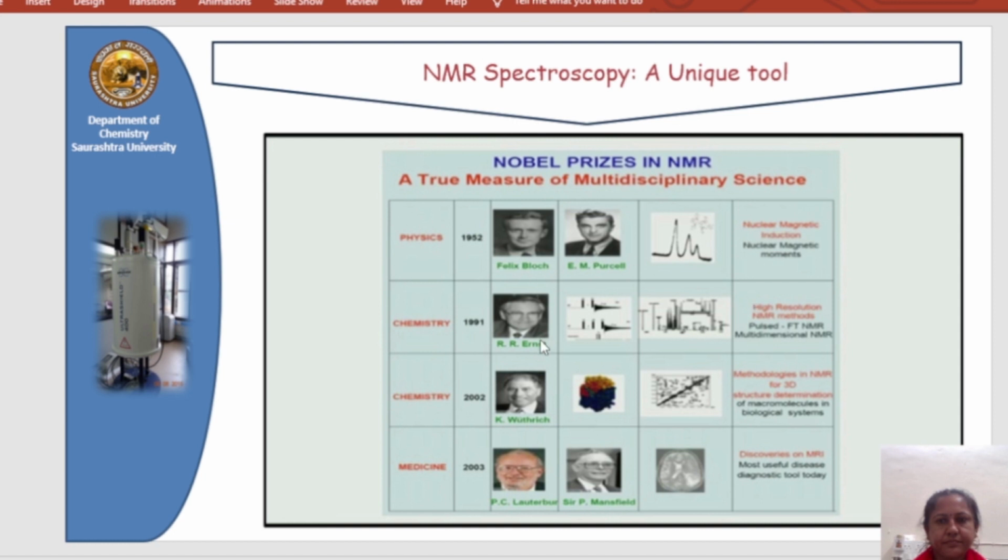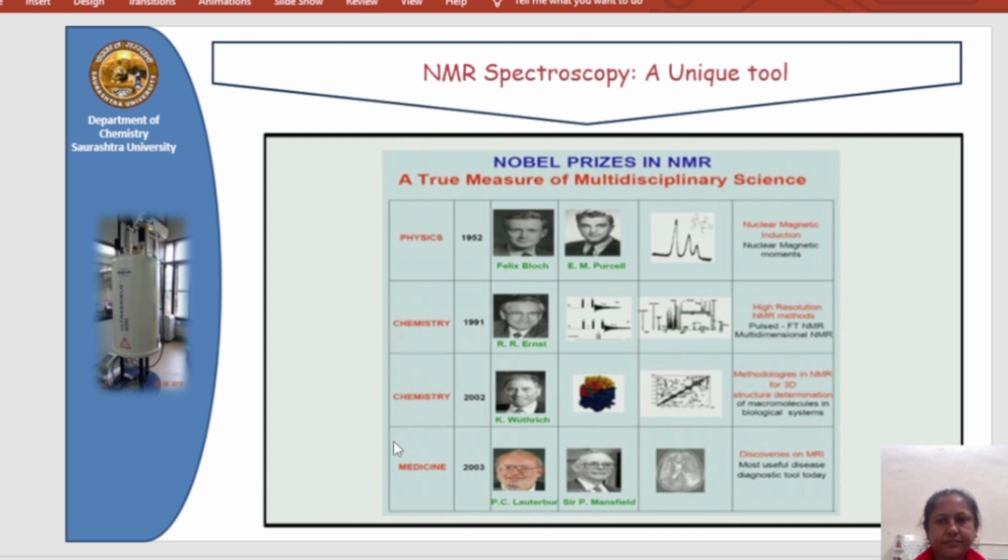So here we can say that NMR spectroscopy is applicable for various fields. Several Nobel Prizes have been awarded in the field of NMR in different branches of science. From the very beginning, Felix Bloch was awarded a Nobel Prize in 1952 for the development of nuclear magnetic resonance or induction. Later, a Nobel Prize was awarded to R. R. Ernst in chemistry for high resolution NMR methods.